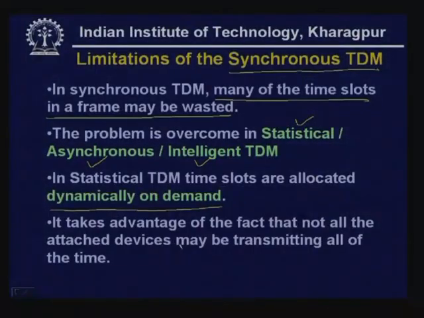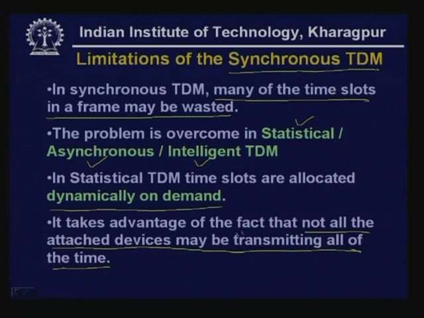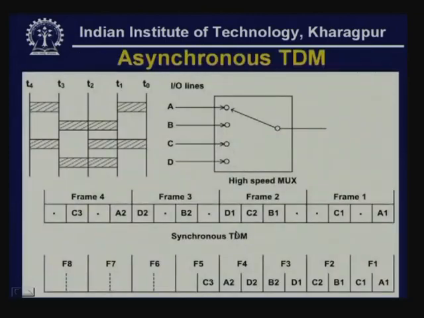Any slot can be used by any source, and it takes advantage of the fact that not all the attached devices may be transmitting all the time. For example, whenever we talk over telephone line, all the time we are not speaking, sometimes we are listening, sometimes we are thinking. So, that silence period is wasted whenever we talk through telephone line. So, that wastage can be overcome by using statistical time division multiplexing. Let us see how it can be done.